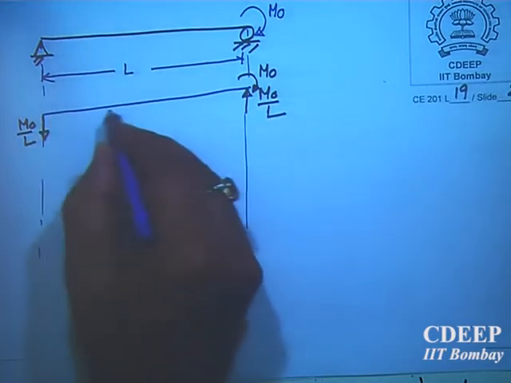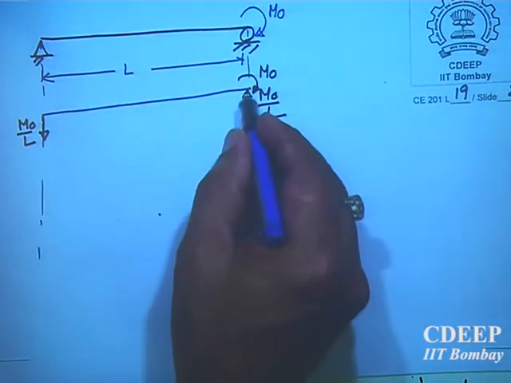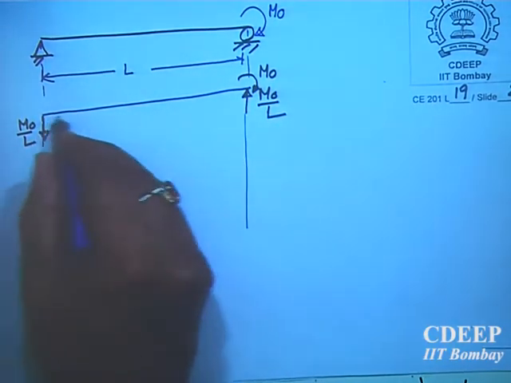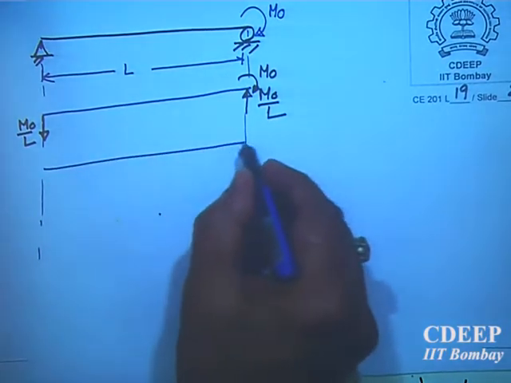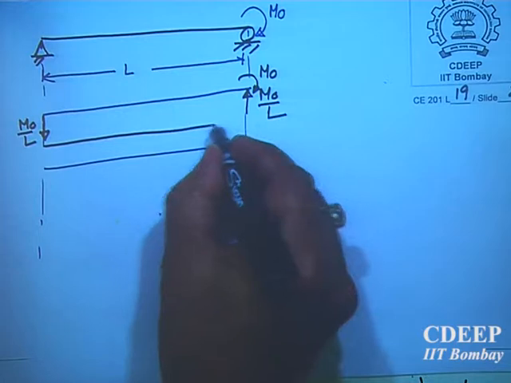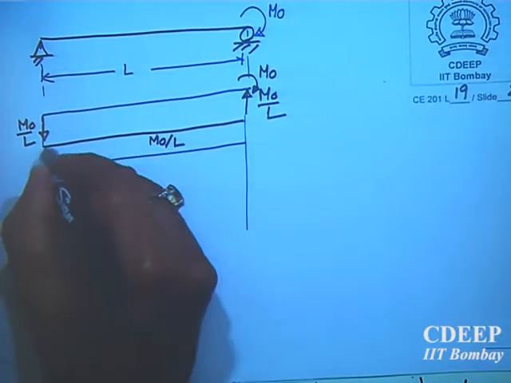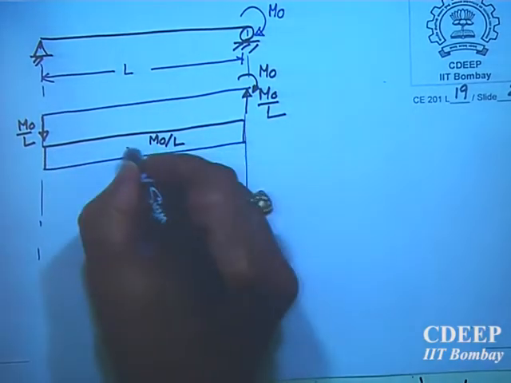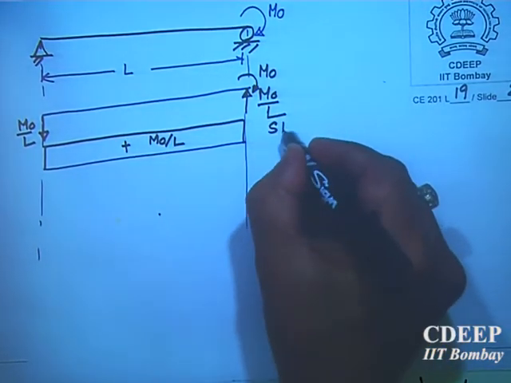Now shear force diagram up to here, up to the end. My shear force diagram again is constant, same positive. So there is no change in shear force diagram. This is m naught by L, positive. This is SFD.